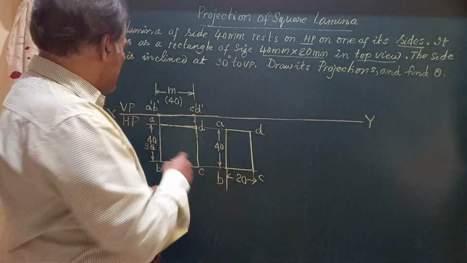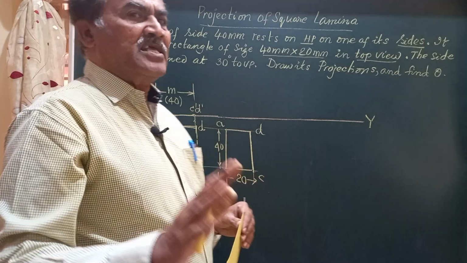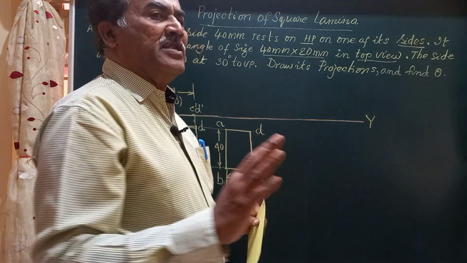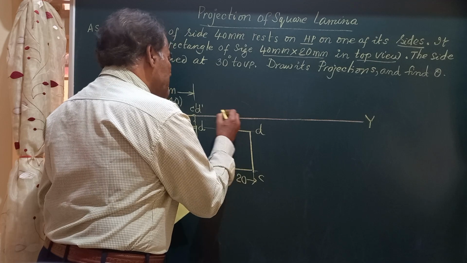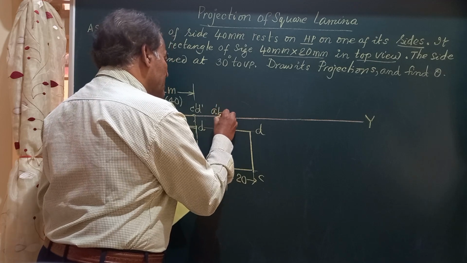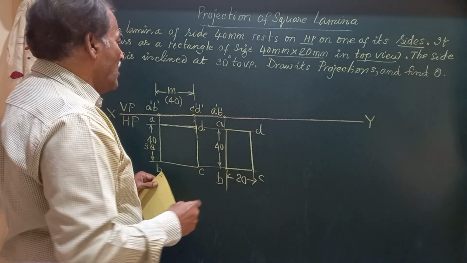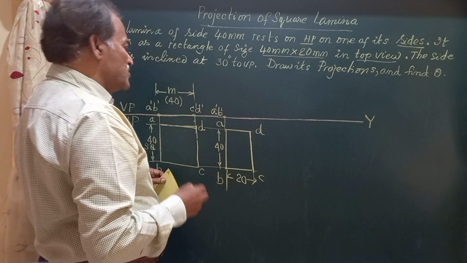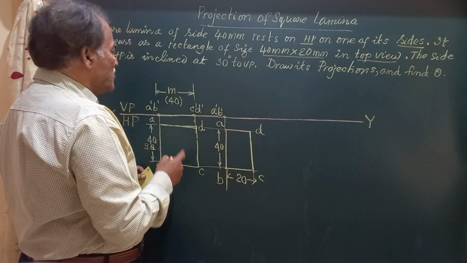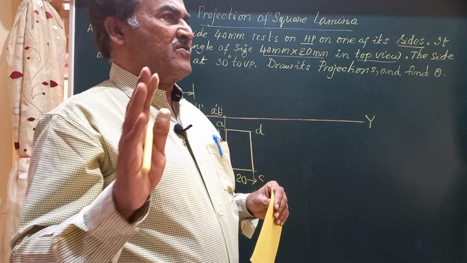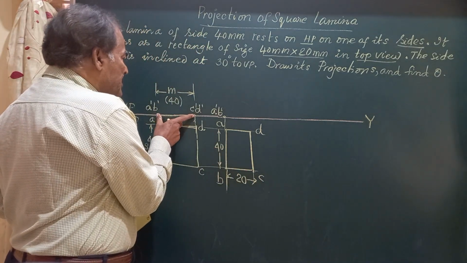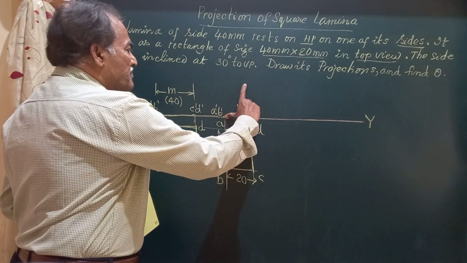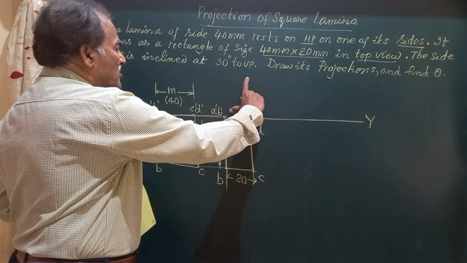Friends, the side AB is always in HP and this length will never change. So I can just locate the edge A dash B dash. And now I should get C dash D dash. So for this what do we do? In all the projections of laminae, whatever figure you have got here gets repeated. The same thing we are going to draw here.